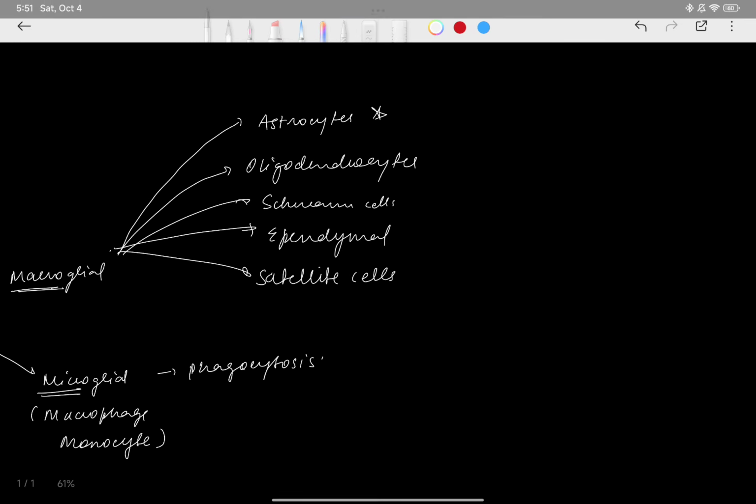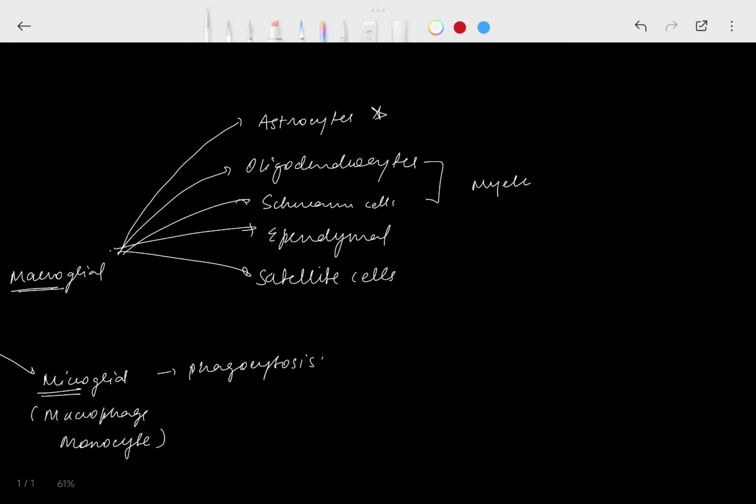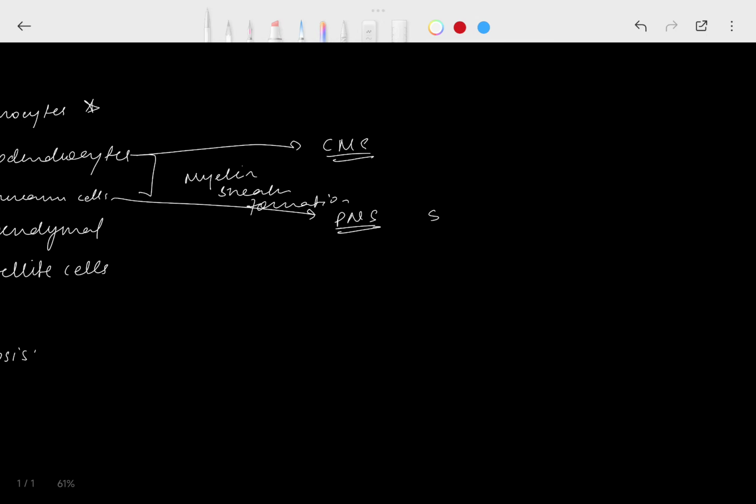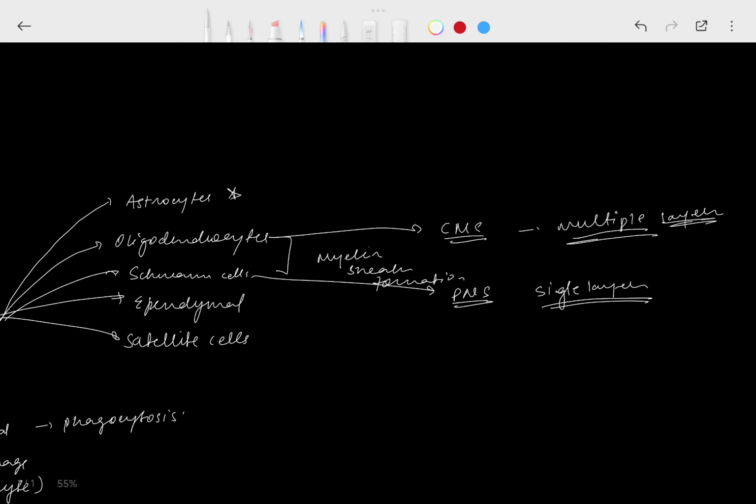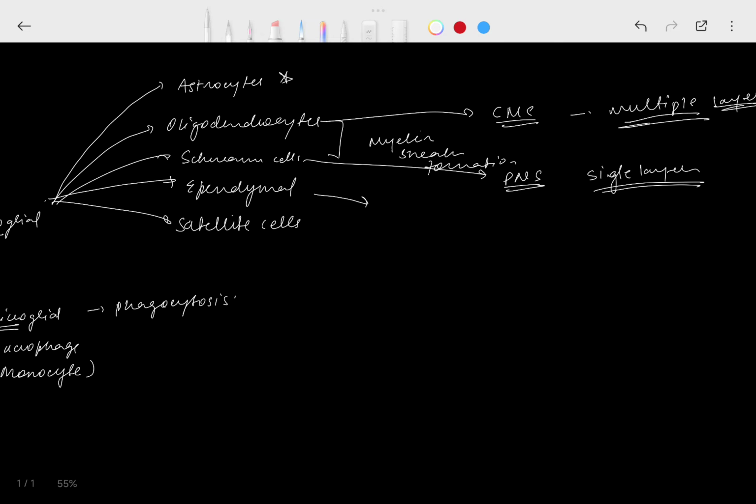Schwann cells and oligodendrocytes do myelin sheath formation. Oligodendrocytes do myelin sheath formation in the CNS, and Schwann cells do it in the PNS. Schwann cells form a single layer of myelin sheath, and oligodendrocytes can form multiple layers. Ependymal cells line the ventricles of the brain.